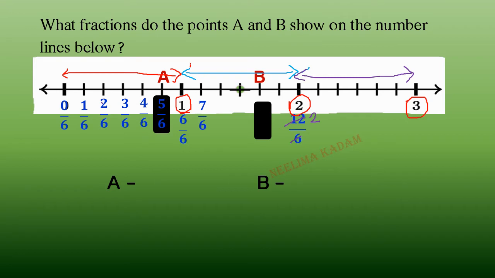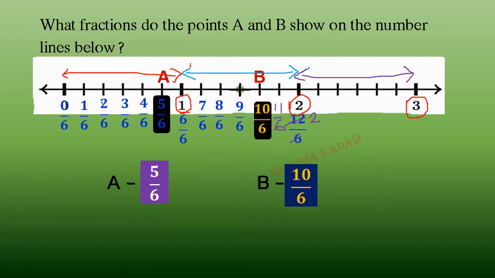Next, it is 6 by 6, it is there. So, 7 by 6, 8 by 6, 9 by 6, 10 upon 6, and this one will be 11 upon 6. So, point A denotes 5 upon 6 and point B denotes 10 upon 6. Now 10 upon 6, or you can write it as 2 5s are 10, 2 3s are 6. It can also denote the fraction 5 by 3. This is the equivalent fraction.